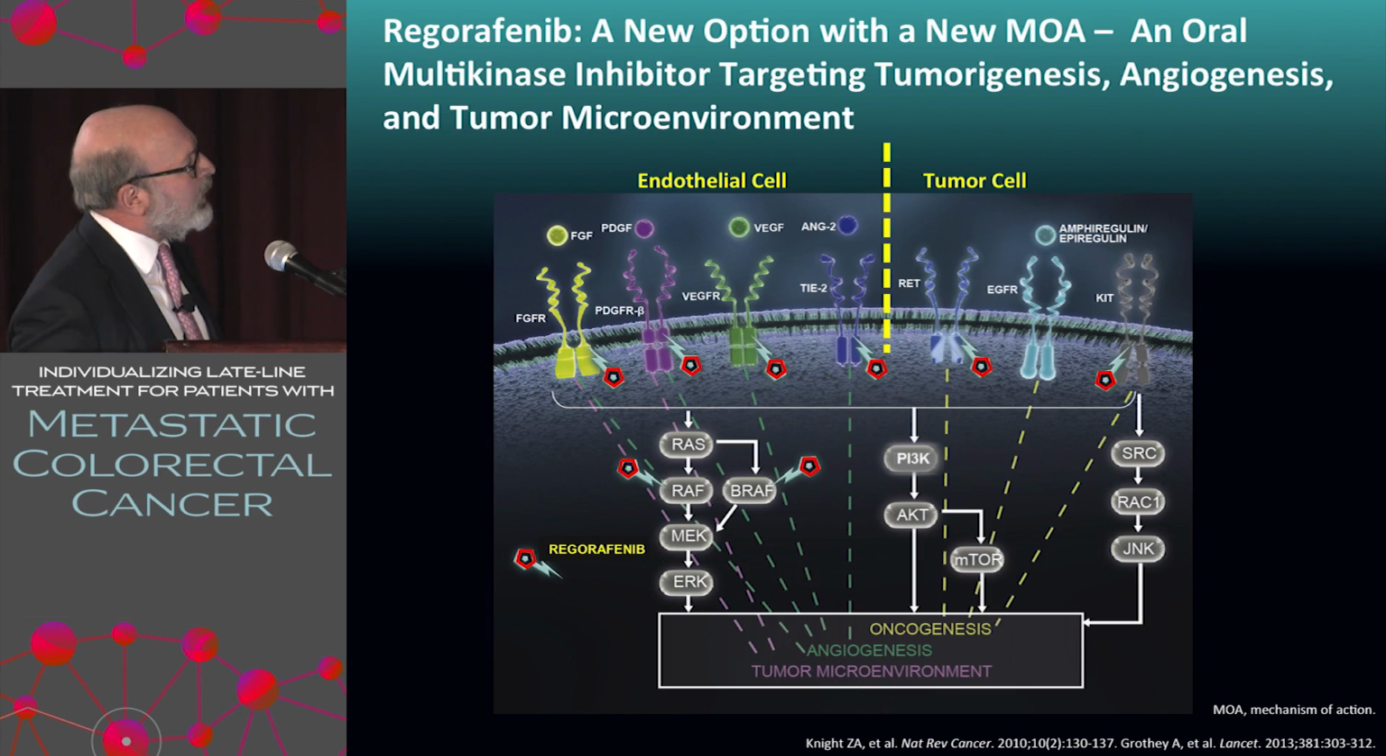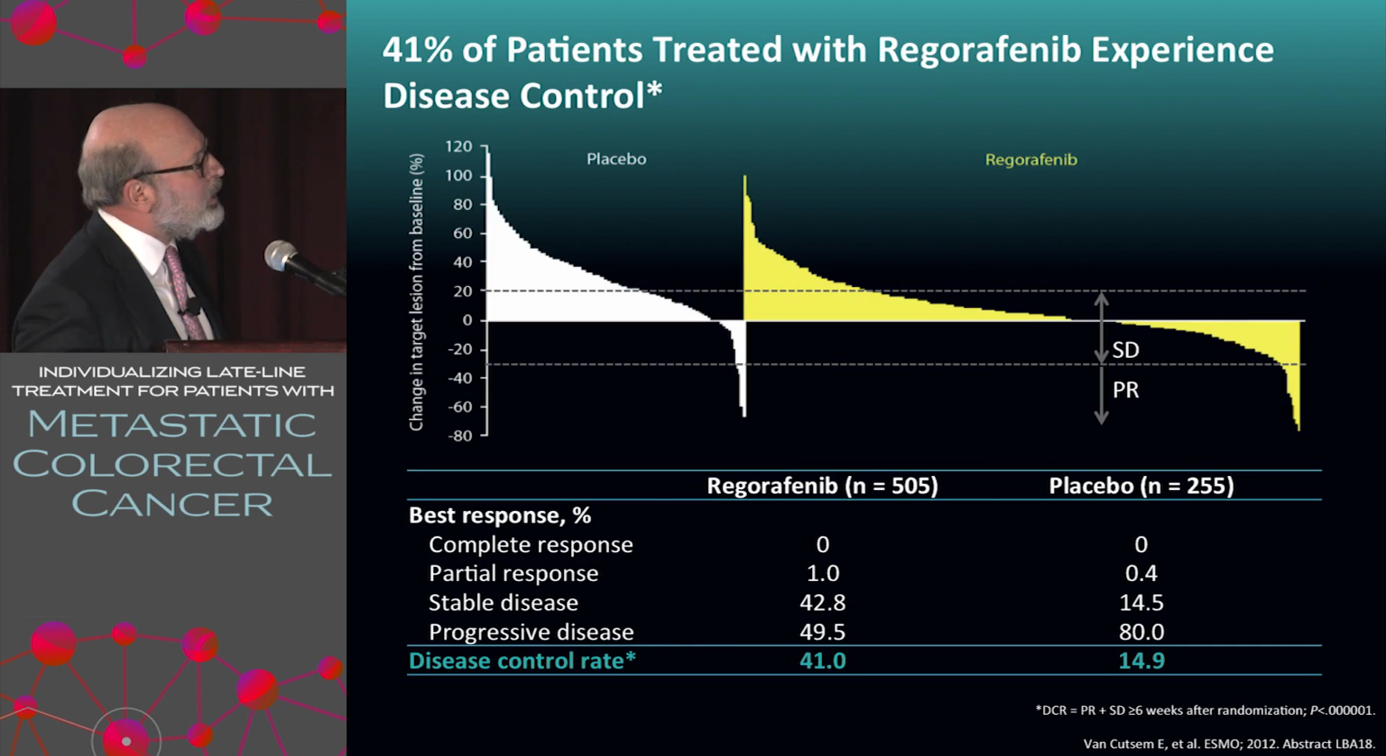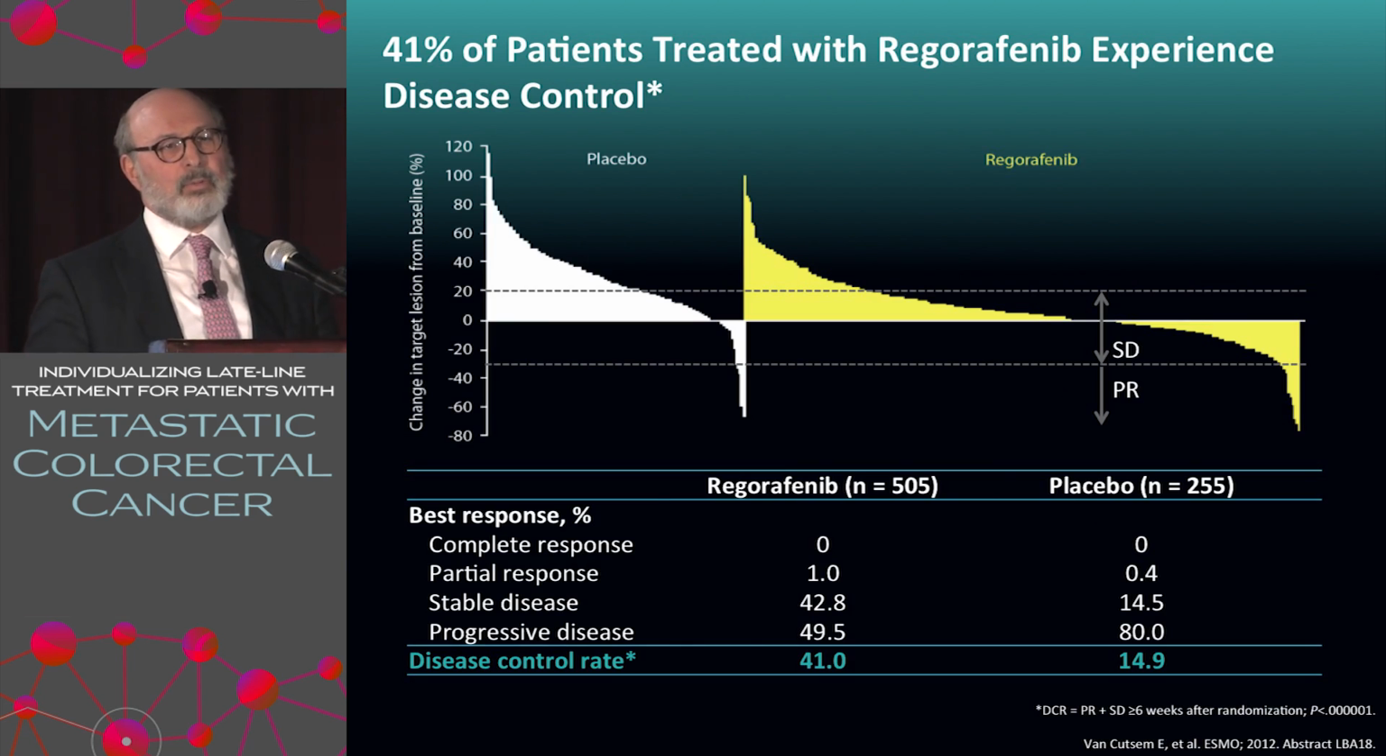So again, more graphically, you can see that by inhibiting FGF and VEGF, you get downstream inhibition of some of the canonical growth pathways. In the CORRECT trial, which you just heard about from Dr. Van Cutsem as well, again, about 800 patients were randomized 2-to-1, and you saw this slide as well showing that the waterfall plot looks appreciably different when you give regorafenib.